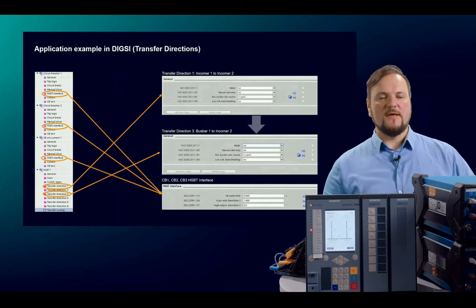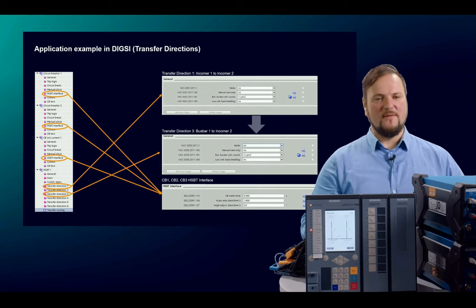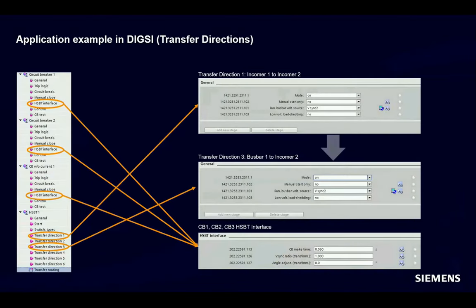So how does the application work together? Here we have a little bit of a cloudy picture with some arrows, but you see in each circuit breaker we have the so-called HSBT interface, which is the interface to the function group, to the function itself. And in the HSBT function group itself, we have transfer directions. And you see here the transfer directions from M1 to M2 or from busbar 1 to M2.